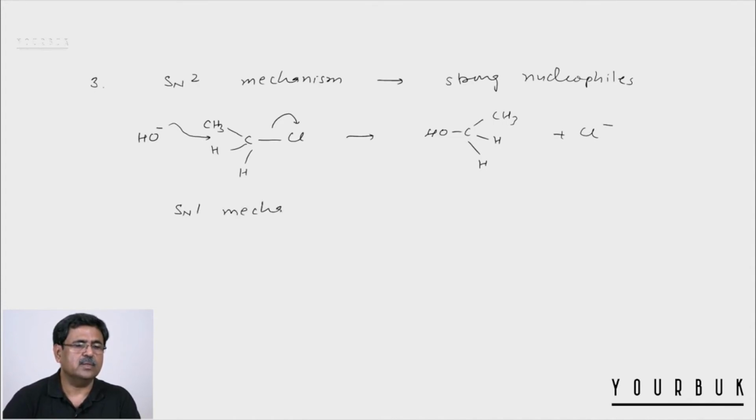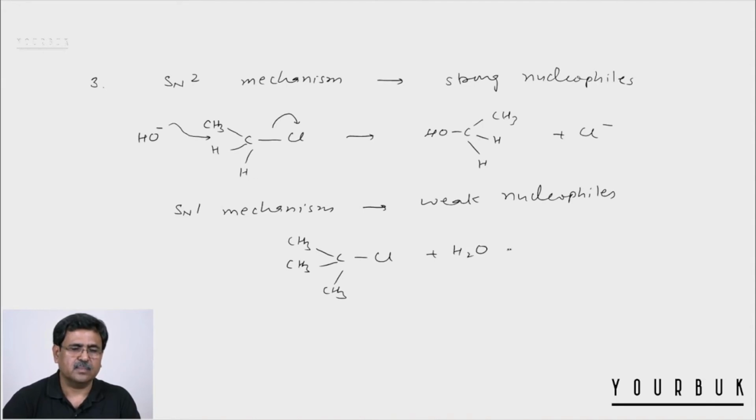While in case of SN1, we can use weak nucleophiles also. So SN1 mechanism is given by weak nucleophiles. For example, this is a 3 degree alkyl halide, tertiary butyl chloride, and this can be hydrolyzed by even water. So we don't require OH negative, even the weak nucleophile water can displace Cl negative. And the product is called tertiary butyl alcohol.